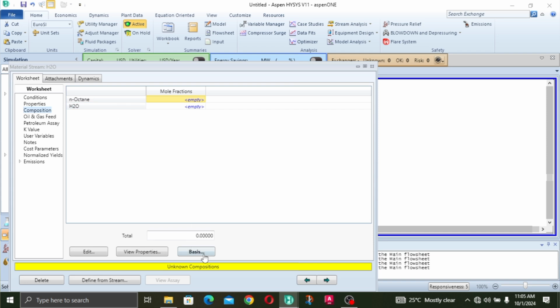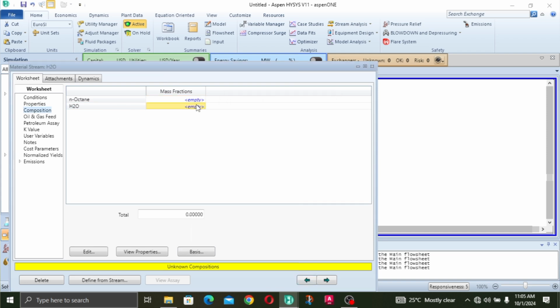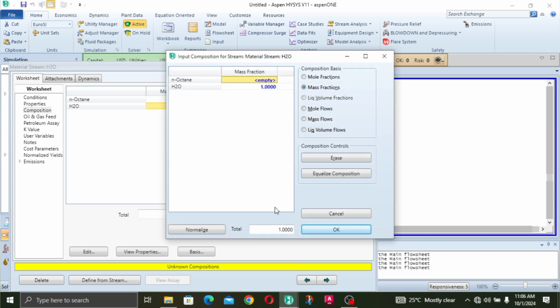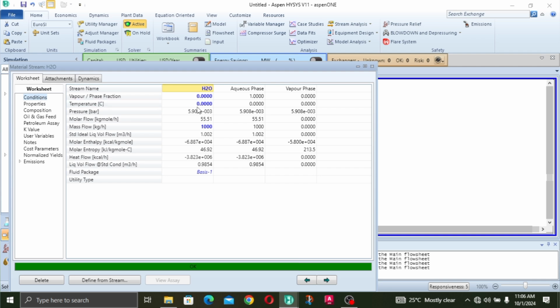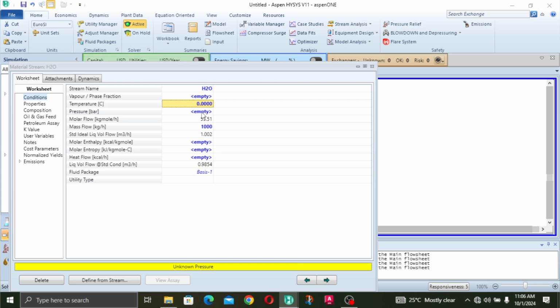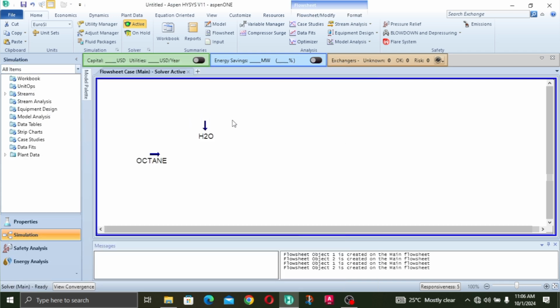Composition, mass fractions, H2O 100%. With that, we've successfully created our stream. Wow, and it's also having a very, very low pressure of 0.00059 bar. So let's work on that. Let's just allow ASPEN HYSYS to give us the vapor fraction. Let's give it a pressure of 1 bar. Good, that's perfect. And with that, we have our 2 streams successfully created.